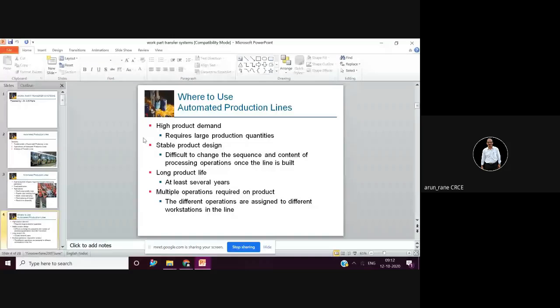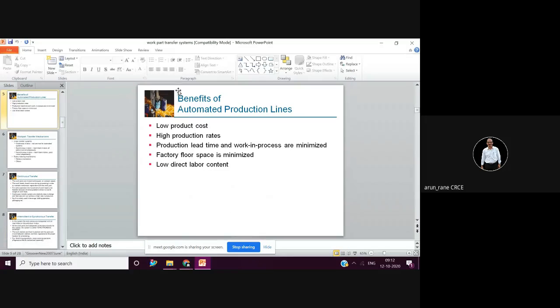Generally, automated production lines are used where the product demand is very high and the line runs continuously. That is why it is for a stable product design. The product life is more, at least several years. Once you set the line, you are sure that for 5 years you are going to make this product, and there will not be any threat to it. Then we install that production line. Also when there are multiple operations, as I said on the cylinder, five faces: top face and the four side faces, except the bottom face.